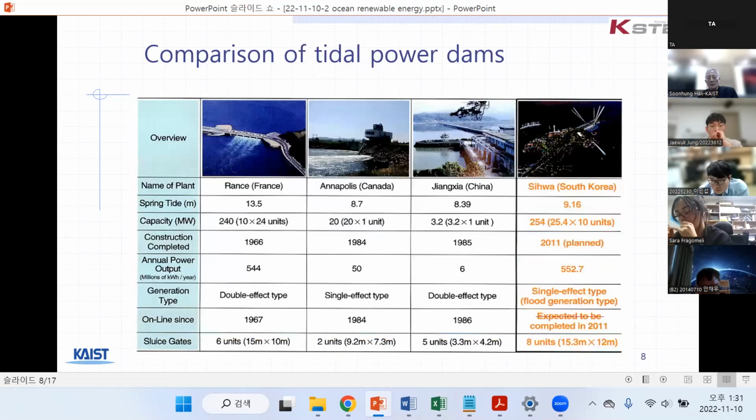And then there are different tidal power dams. The first one is Rance in France, then Canada, China, and South Korea. You see the sizes, spring tide height, and capacity of them. The Rance dam is big, even though it is very old, starting in the 1960s, whereas the South Korean one is relatively new, only 10, 11 years ago. So that is more efficient, probably.